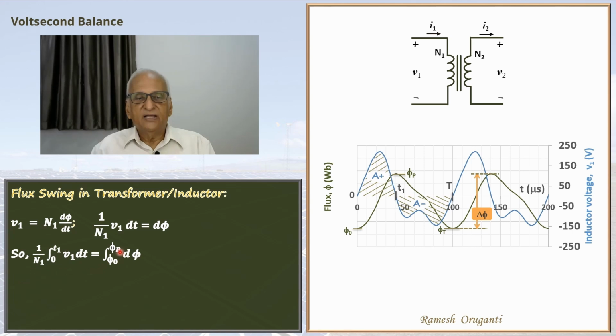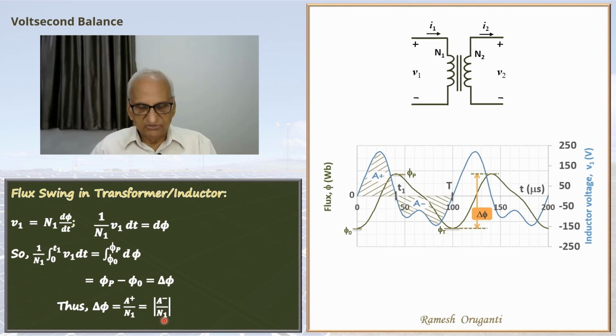So when I do that, I get 1 over n1, 0 to t1, v1 dt will be integral phi 0 to phi p d phi. This of course is going to be delta phi. This integral 0 to t1 v1 dt is the area A plus. So delta phi will be equal to A plus divided by n1 or A minus by n1, the magnitude of that. So it's very simple.